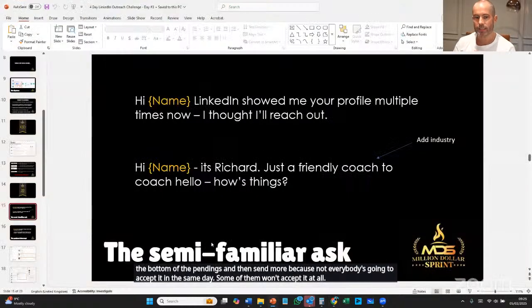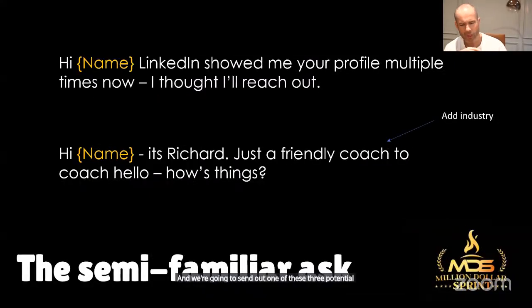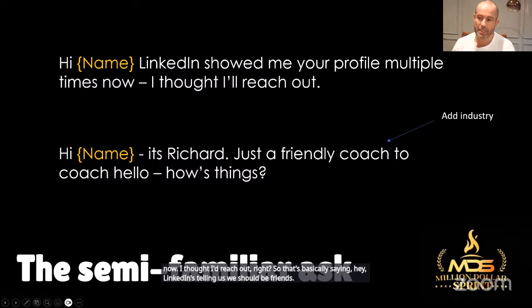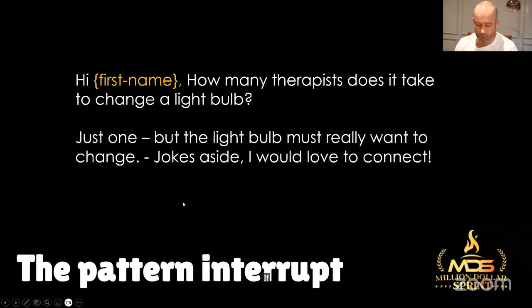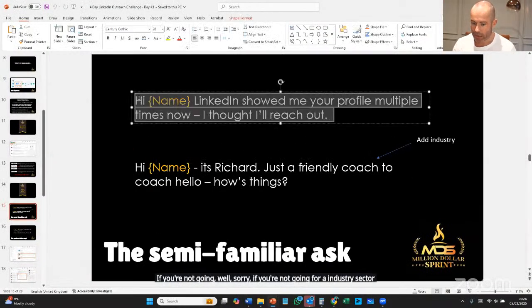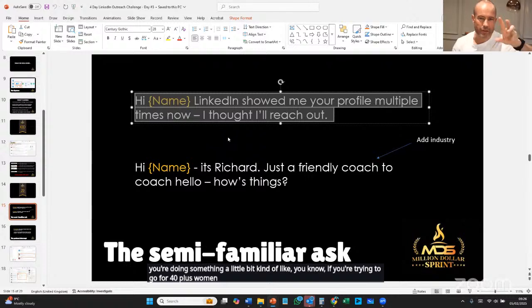And we're going to send out one of these three potential messages, right? So this is what I would call the semi-familiar asks. So the top one is basically saying, hey, LinkedIn showed me your profile multiple times now. I thought I'd reach out, right? So that's basically saying, hey, LinkedIn's telling us we should be friends. Now that works really nicely, particularly if you're not going for an industry sector and you're doing something a little bit different, like if you're trying to go for 40 plus women and there's no real thing to hang it off, that could be like an intrigue.